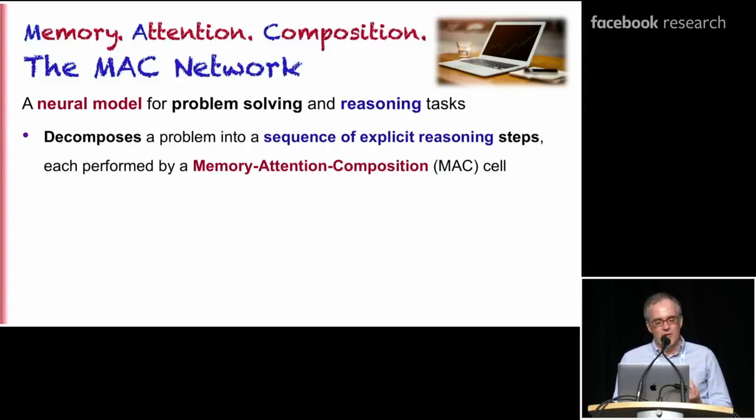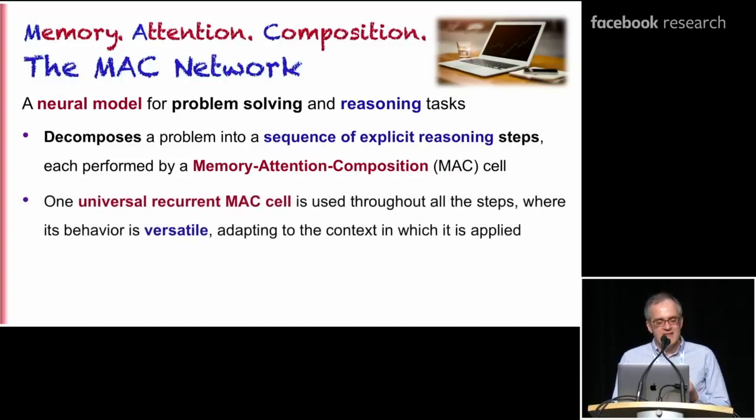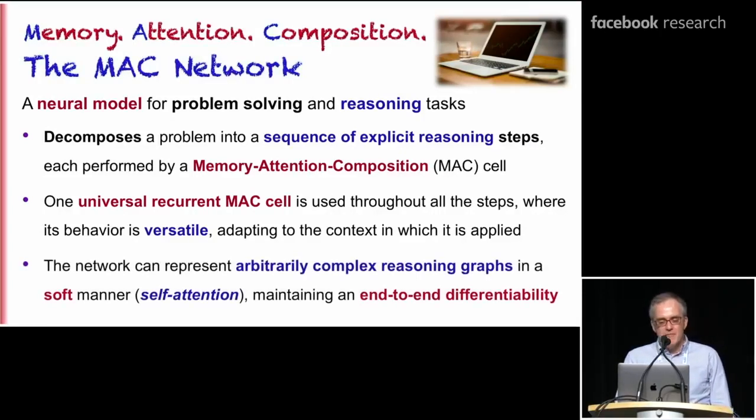each of which is performed by a MAC cell, a memory attention composition cell. So in particular, as a recurrent network, there's one universal MAC cell that is used throughout all the steps. But its parameterized design is such that it's versatile and it can adapt its behavior and context to perform different operations. So we don't need custom networks for every different kind of reasoning operation that we want to do. This network will then make use of self-attention, so it can actually simulate arbitrarily complex reasoning graphs using self-attention while maintaining end-to-end differentiability.